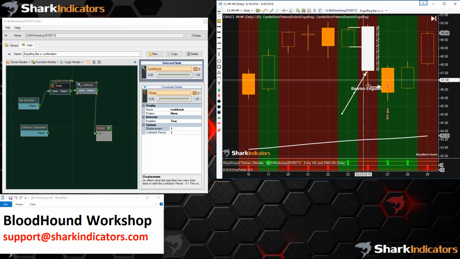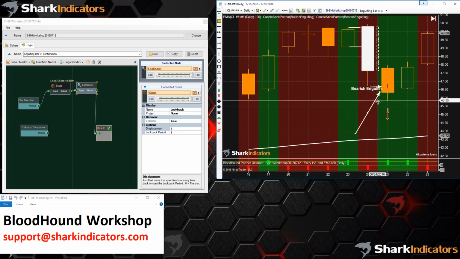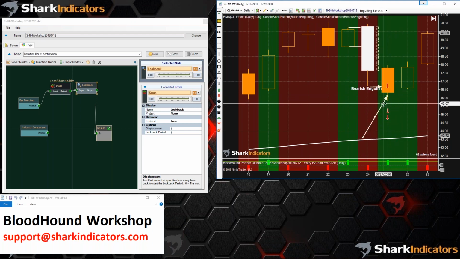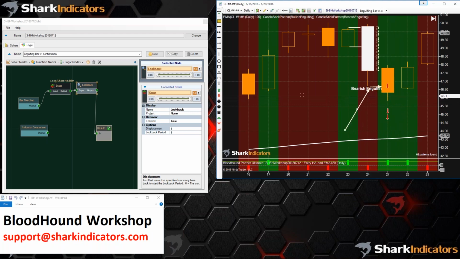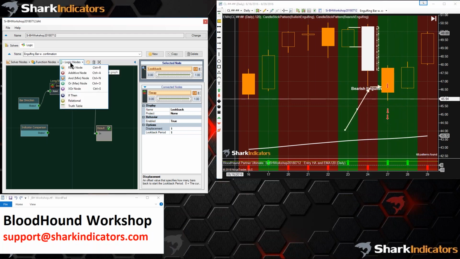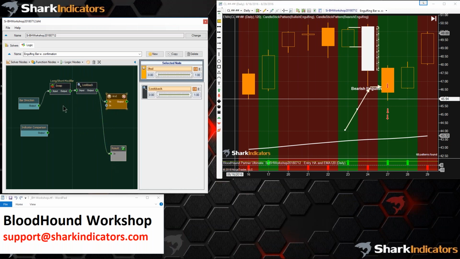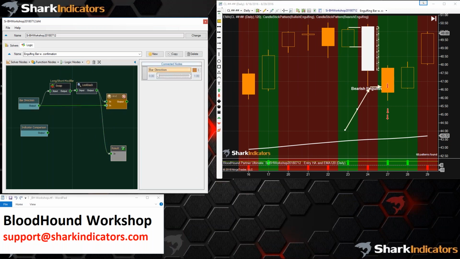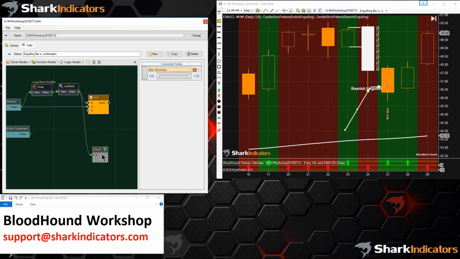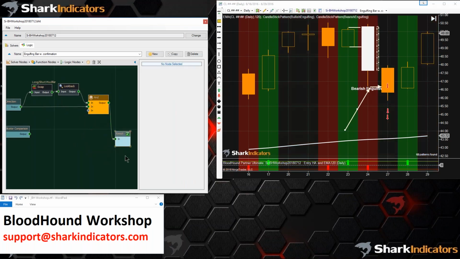If you remember, these two down bars, the engulfing bar and the confirmation bar, are both down bars, and those were reversed to long outputs. Well, here are the two long outputs. So remember, everything's been shifted forward by one bar. What I'm going to do now is grab an AND node, plug that in, plug in the bar direction, and let's take a look at that in the result node.